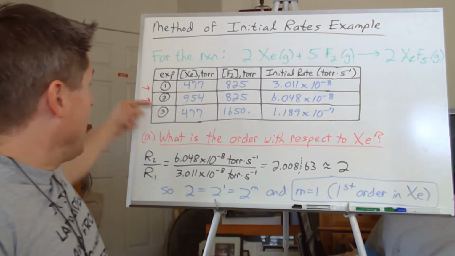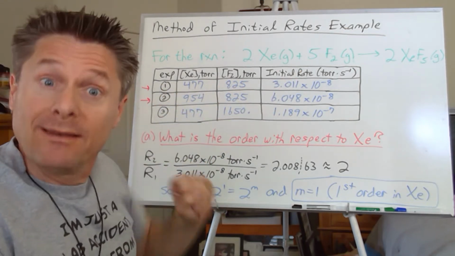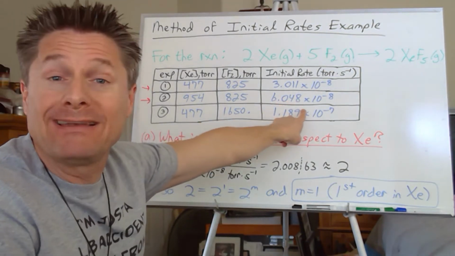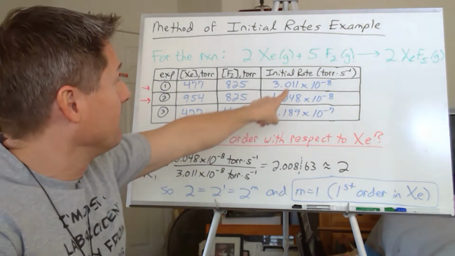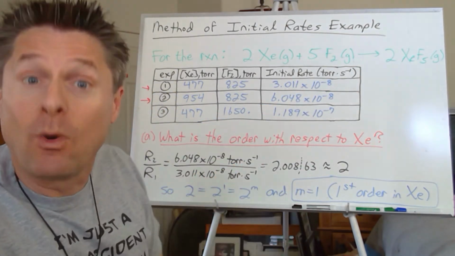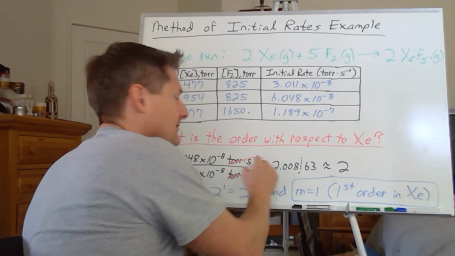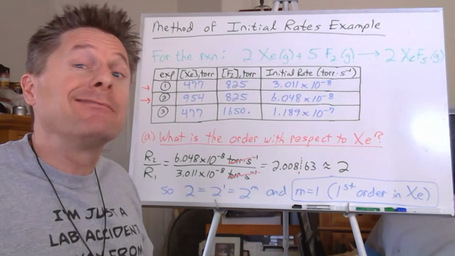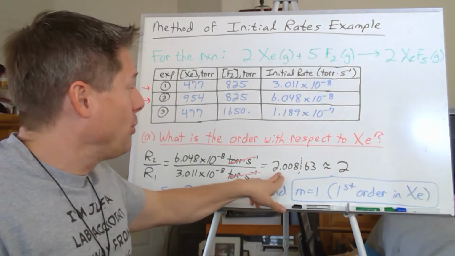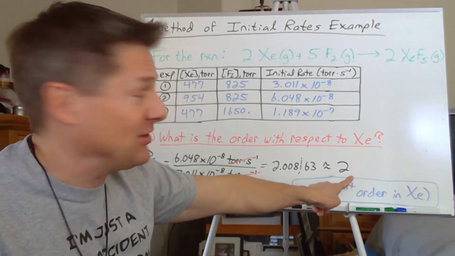All right, so let's take the rate from experiment 2, that initial rate, divided by the rate from experiment 1. Let's look at the impact on that rate for doubling xenon in this case. Well, take 6.048 times 10 to the minus 8 torr per second, divided by 3.011 times 10 to the minus 8 torr per second. And like I said, the units don't really matter because they're just going to cancel out. It does not matter what the units are on the rate, and it doesn't even matter what the units are on the concentration. Well, I get 2.00863, good to 4 sig figs, right? Well, that's pretty darn close to 2, right?